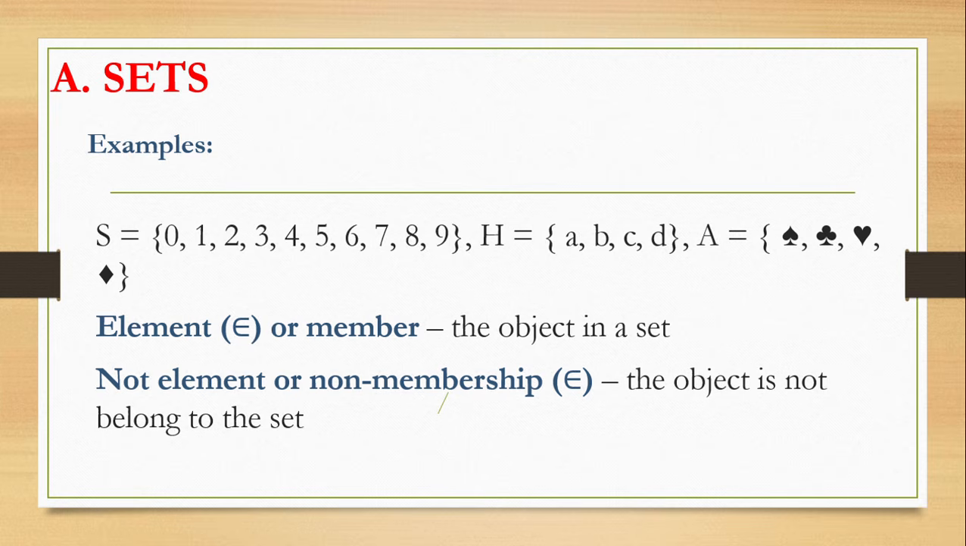And another example, H is equal to the set of A, B, C, D. Or another example, we have A is equal to spade, clover, heart, and diamond. And then next, we have the element symbol, or element, the object in a set. Tandaan nyo ha, where you're referring for the element is the object in a set. Pag not element, or non-membership of an element, the object does not belong to the set. So later on, madi-discuss natin yan.